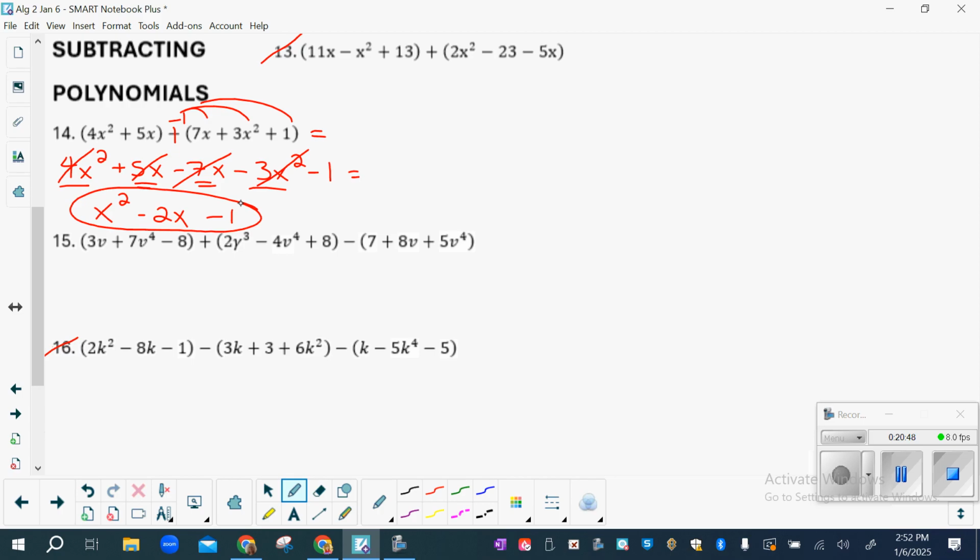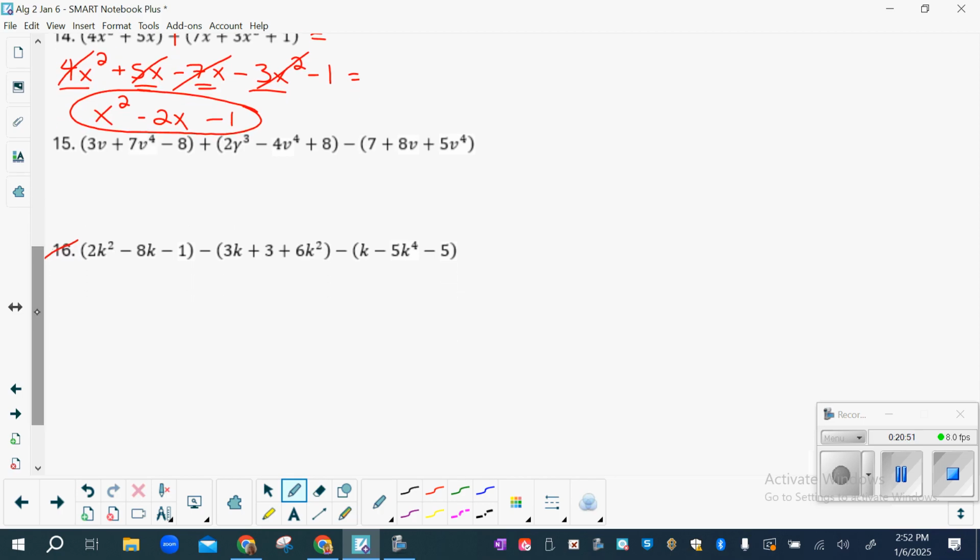Does that make sense? So what do we do first on number 15? Distribute. Good. 3v plus 7v^4 minus 8. This is supposed to be a v here. 2v to the third minus 4v^4 plus 8. And then we distribute our negative. So that gives us -7, -8v, -5v^4. What's our highest exponent here? Because we are distributing this -1 to everything inside that parentheses.